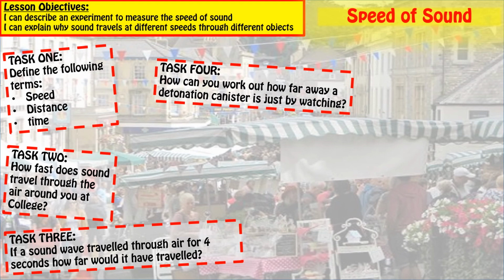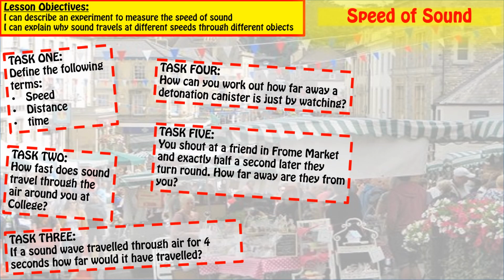So you might need to design an experiment for that one. And that one's going to hit our first lesson objective. 5, you shout at a friend in Frome Market, and exactly 0.5 seconds later, they turn round. So how far away are they from you, do you think? Is there a mathematical sum you can use?